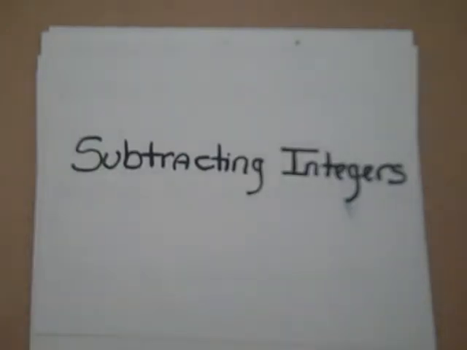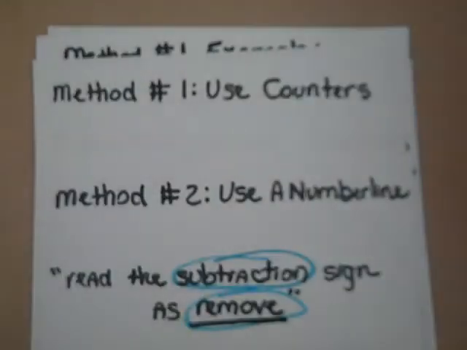Okay, today we're going to talk about modeling the subtraction of integers. Again, just like with adding integers, there are two methods that you could use to show subtraction of integers. The first method is to use counters. We already discussed what counters are or could be and what they represent. Of course, one would be positive, one negative.